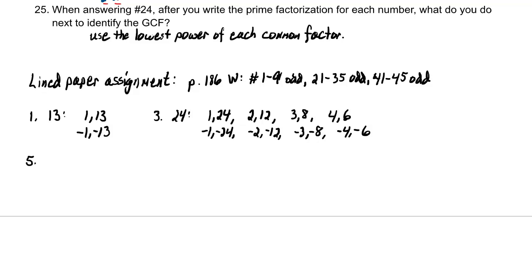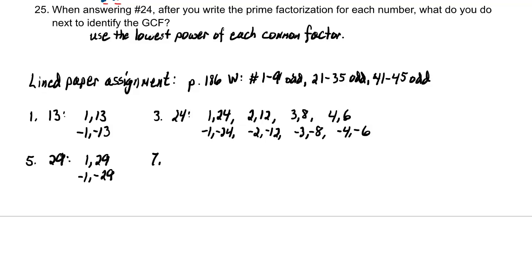Number 5, 29. 29 is a prime number. It only divides by 1 and itself. So 1 times 29 makes 29. But if we include all integers, which includes negatives, then negative 1 and negative 29 also are factors of 29.